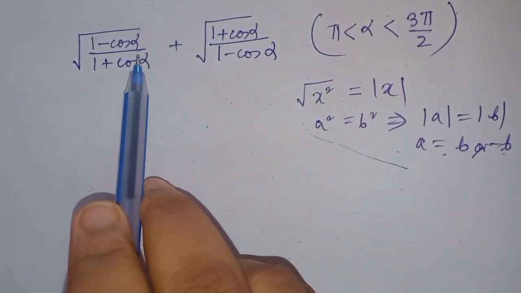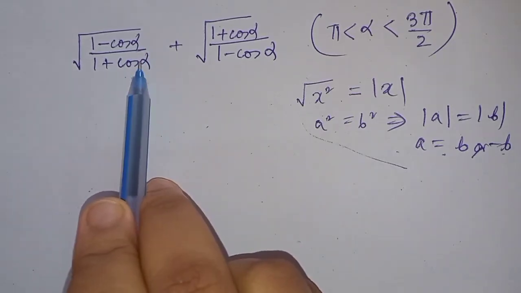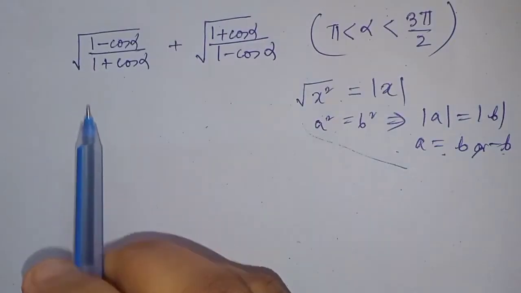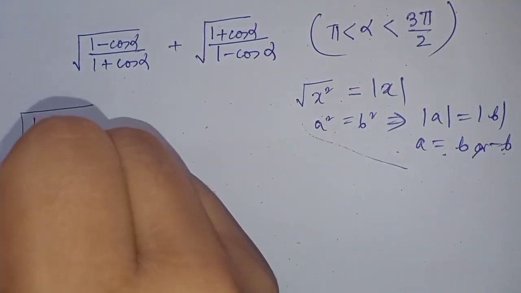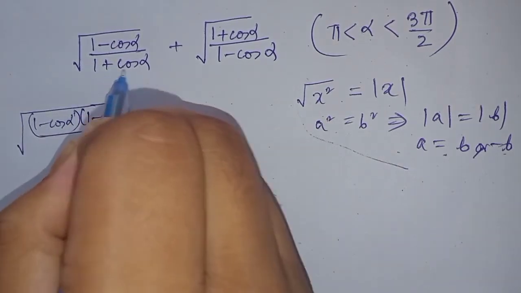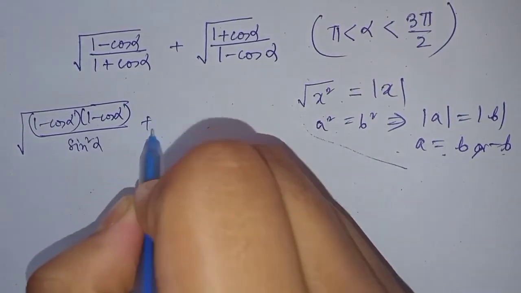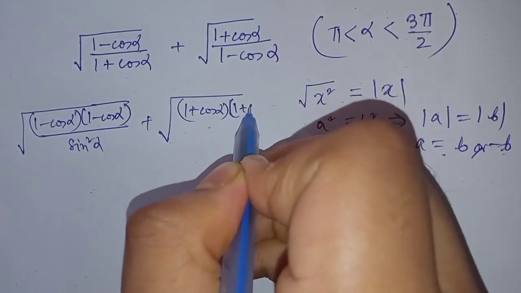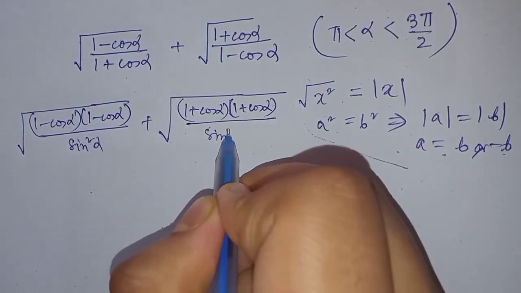The general strategy is to first multiply this term with this term, that is to generate sine squared alpha, and then we can bring the term outside of the square root. So if I do just that, I will get 1 minus cos alpha into 1 minus cos alpha. See, if I multiply 1 plus cos alpha with 1 minus cos alpha, I will get sine squared alpha, plus 1 plus cos alpha into 1 plus cos alpha. See, if I multiply 1 minus cos alpha with 1 plus cos alpha, I will get sine squared alpha.